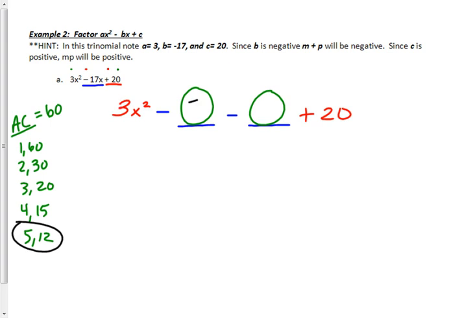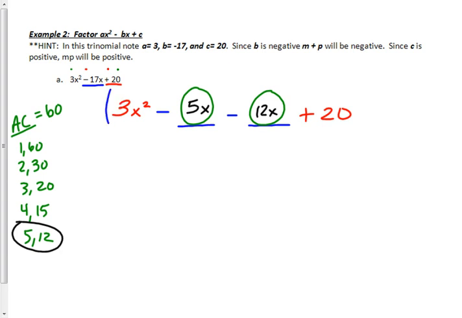So I'm going to go ahead and throw the 5 here. Don't forget the x, and the 12 here. When I add those together, I get negative 5x and negative 12x, which gives me that negative 17x. Next, go ahead and factor by grouping.